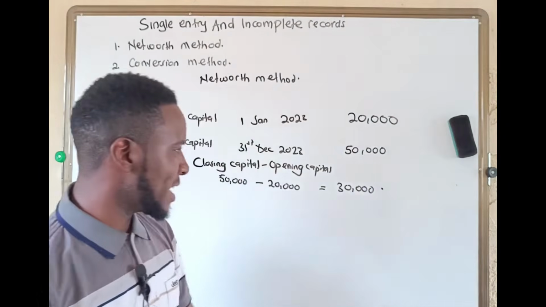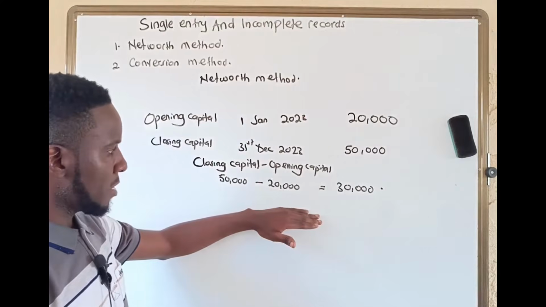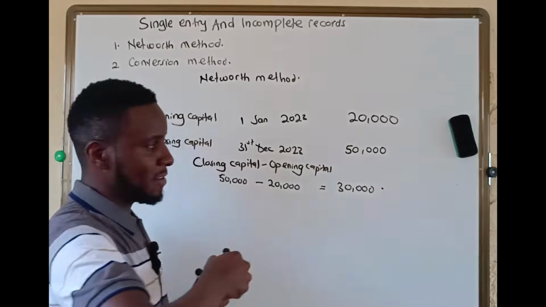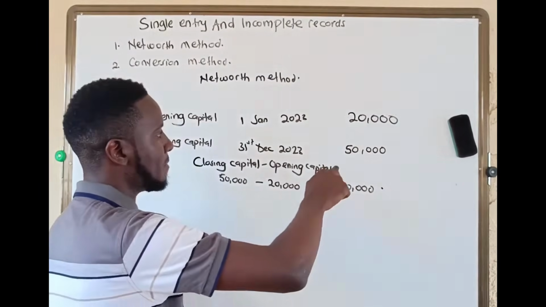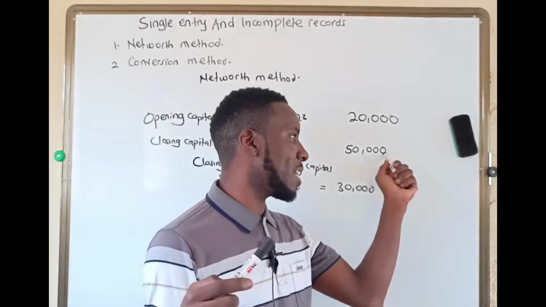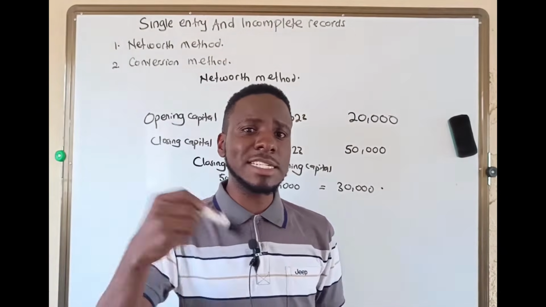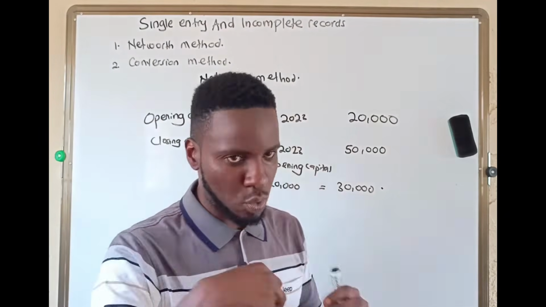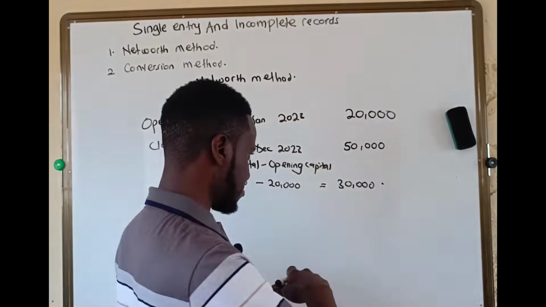Now, let me bring another twist here still. Let's say this was a lady running a business, and she started the business with 20,000. Then at the end of the year, she has 50,000 as capital. Then additional information tells you that her son gave her extra 10,000 as capital. So what are we going to do?